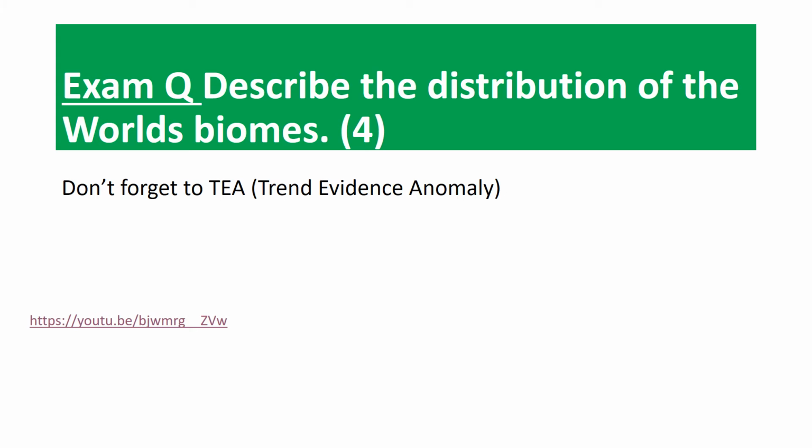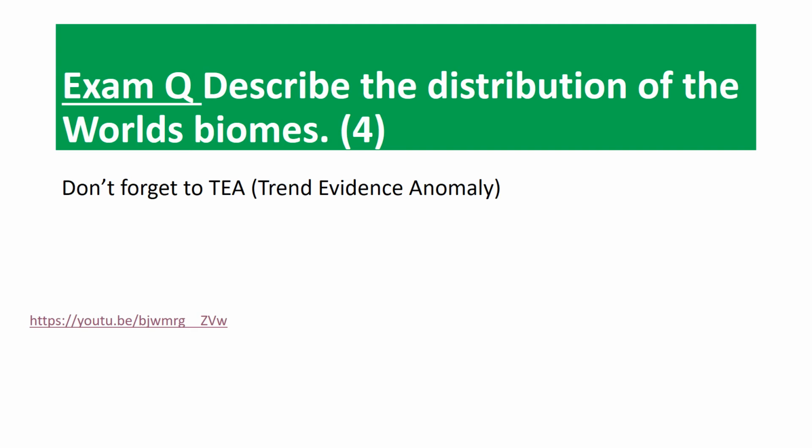One of the things I'd like you to do is to try and write a 4-mark exam question based on what I've just explained. But the first exam question, all you need to do is to describe the distribution of the world's biomes. So in an exam, you might get a map similar to the one I've just talked about. And the first question would ask you to describe what you're seeing. So you need to use the T technique, the trend, evidence, anomaly.